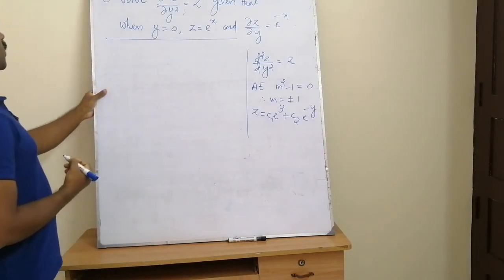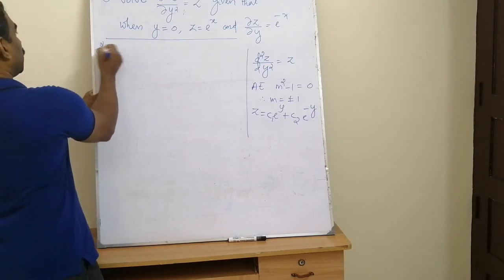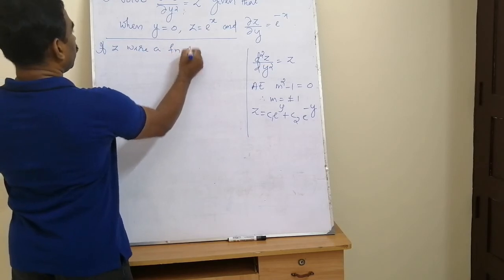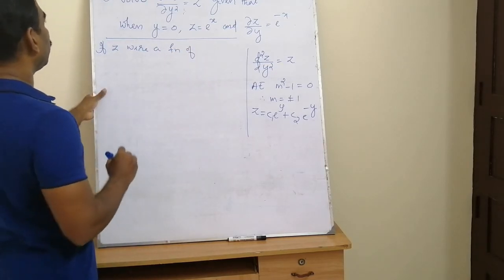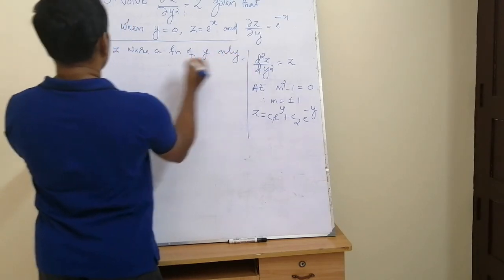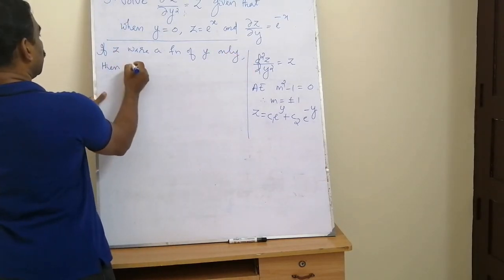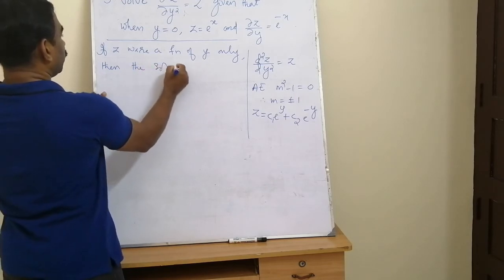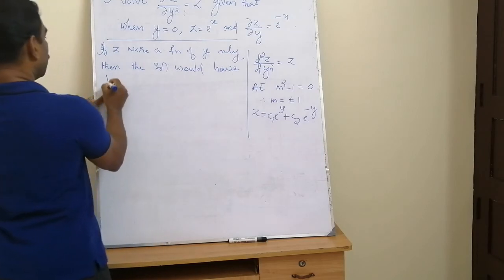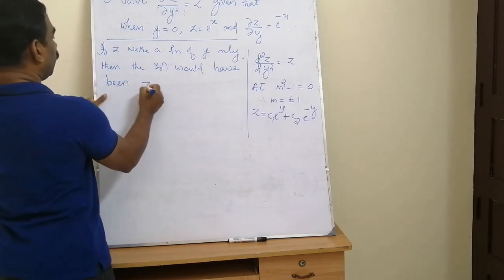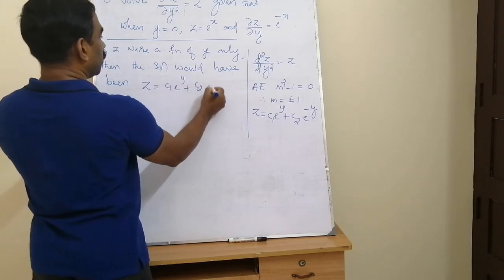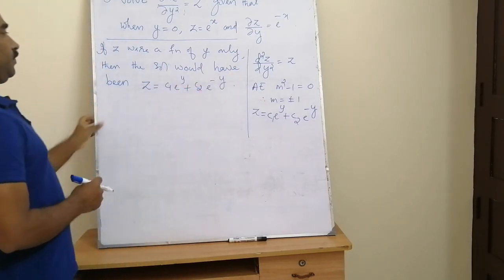Now we are going to answer this question. If z were a function of y only, then the solution would have been in the form z is equal to c1 e raised to y plus c2 e raised to minus y.